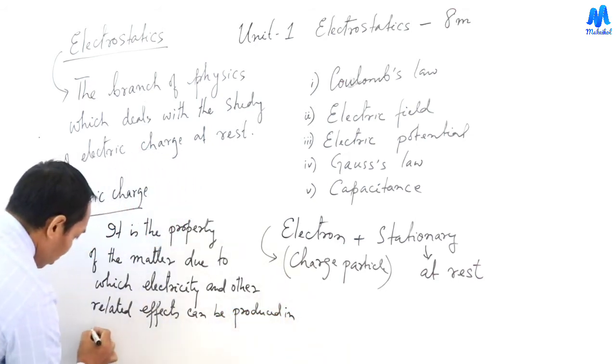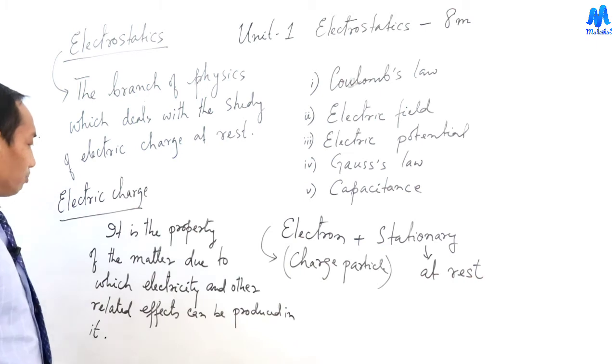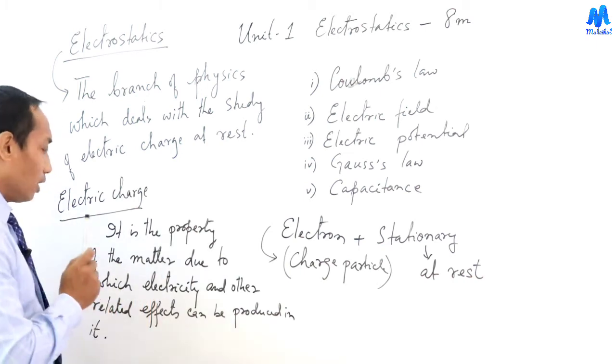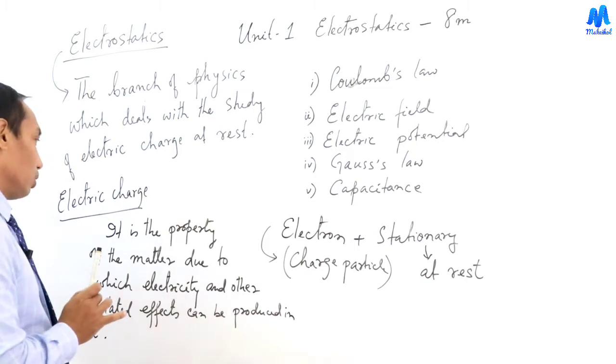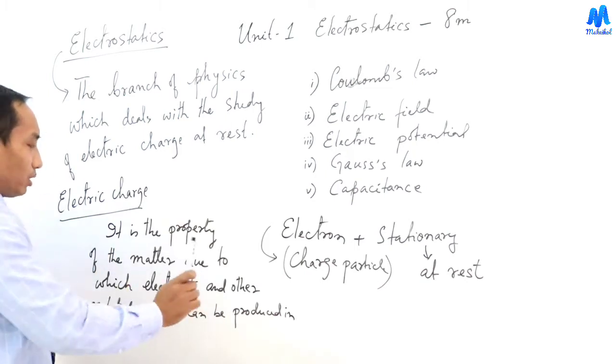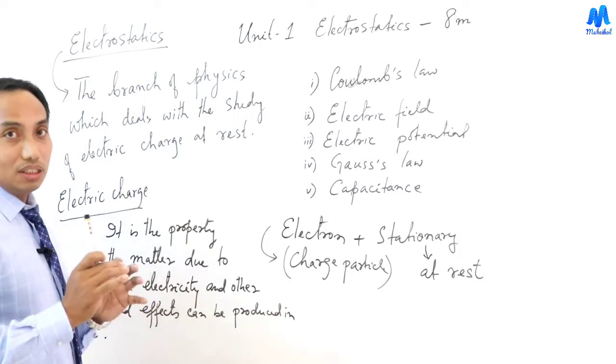in it. Body do not produce charge. So electric charge is the property of the matter due to which electricity and other related effects can be produced in it. Or it may be defined like this: it is the property of the matter due to which electrostatic force can be exerted.